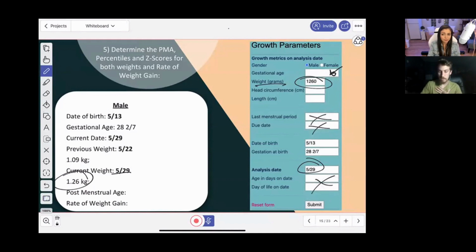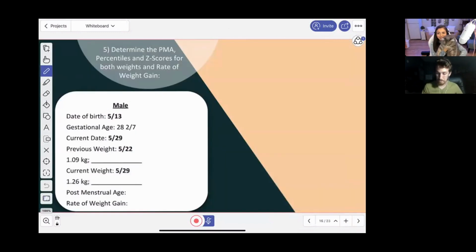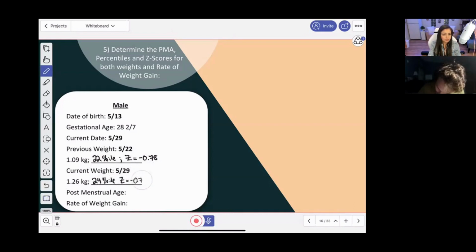So again, take note of the percentiles and z-scores, and now I will go ahead and fill those out here. Okay, so for the previous date, we were at the 22nd percentile with a z-score that's an ugly, it came out to negative 0.78. And for the current weight, we were in the 24th percentile, with a negative 0.72.